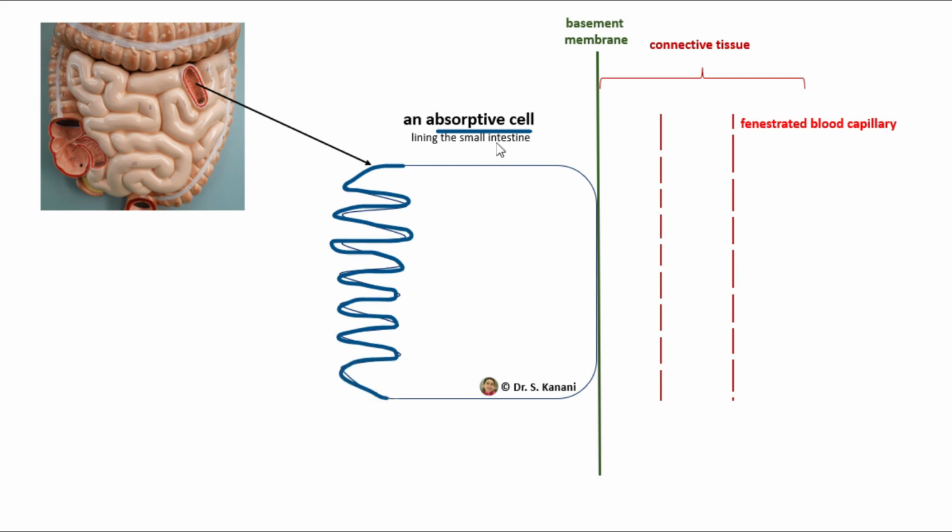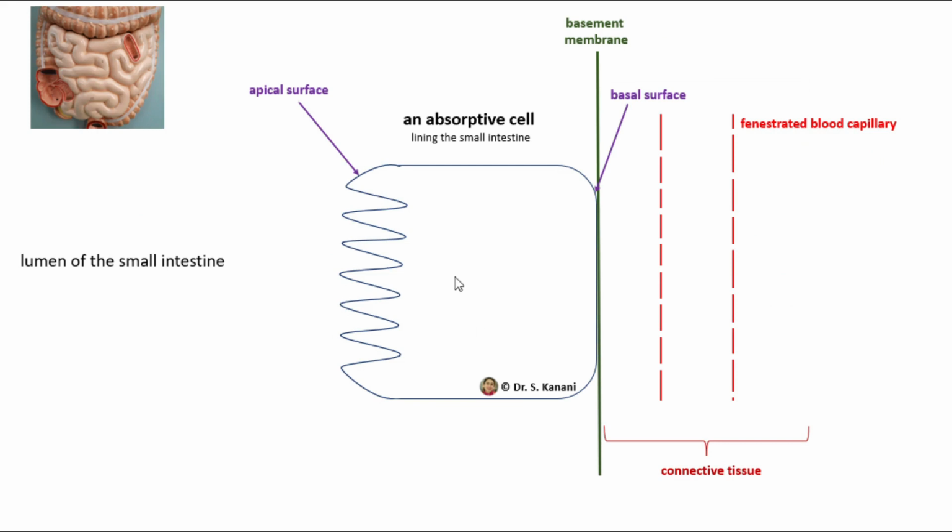And we see that the absorptive cell, which is an epithelial cell, through hemidesmosome junctions, is attached to the basement membrane. And then below the basement membrane, we can see a connective tissue. And in the connective tissue, we're looking for the capillaries that are supposed to absorb nutrients. For example, in this image, we can see a fenestrated blood capillary. Having these pores, these fenestrations, allows this blood capillary to be more permeable and absorb more nutrients.